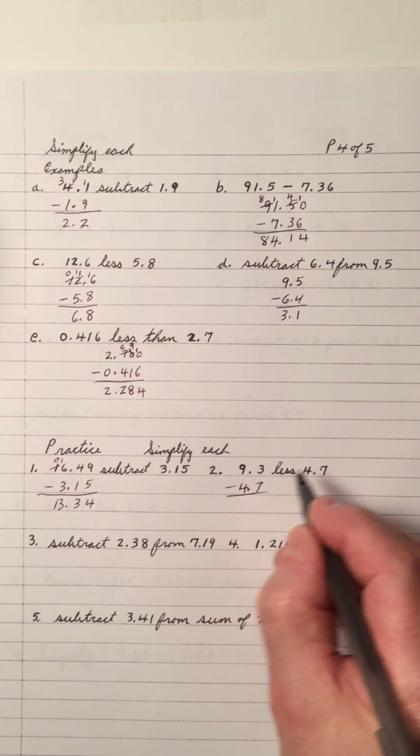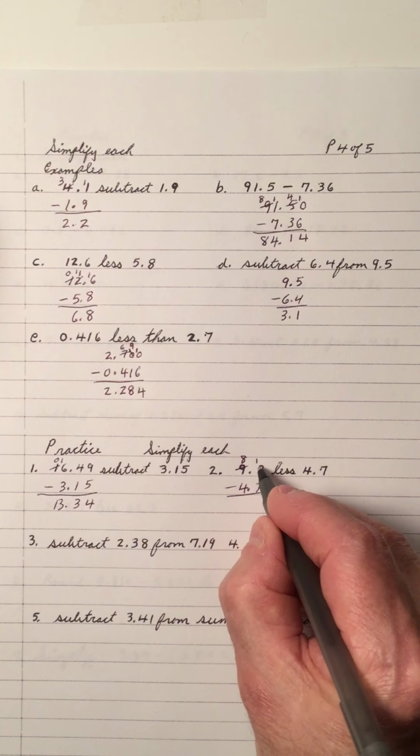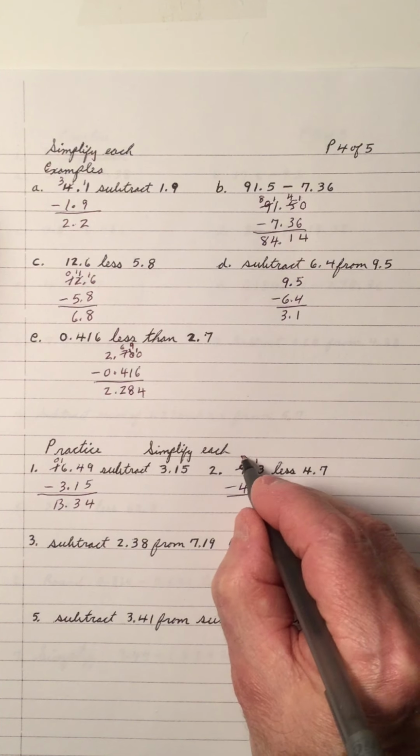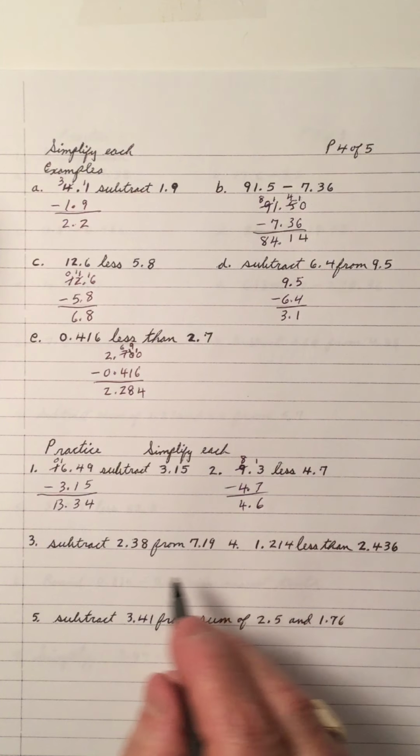Don't have to change the order with a less. Can't subtract, so that's an 8. That's a 13. 13 subtract 7 is 6. 8 subtract 4 is 4, and the decimal comes down.